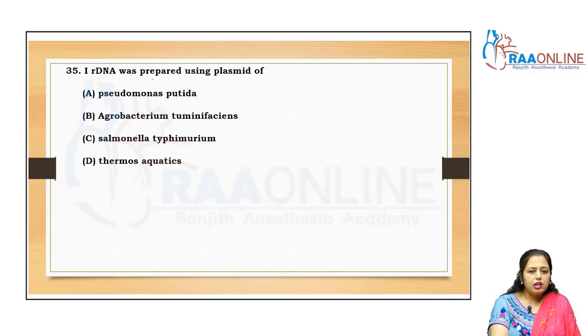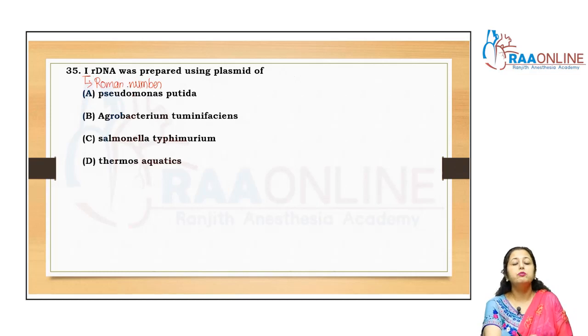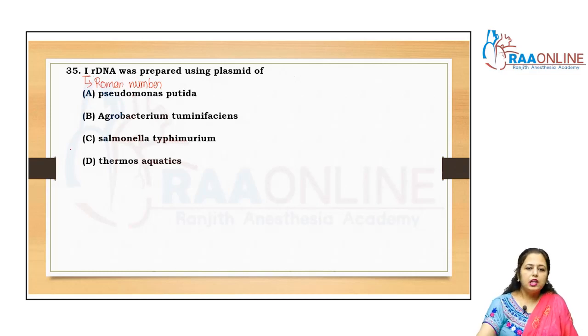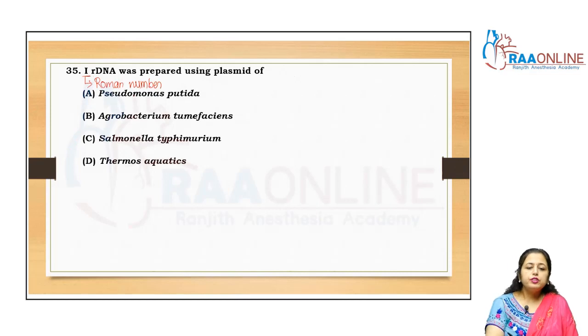The first recombinant DNA was prepared using the plasmid of Salmonella typhimurium. That first rDNA was prepared using the plasmid of Salmonella typhimurium. So the answer is C.